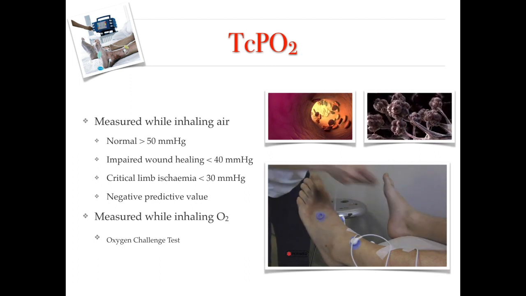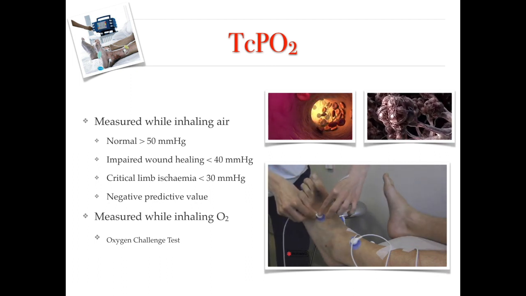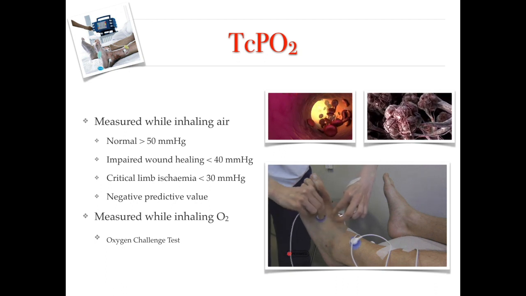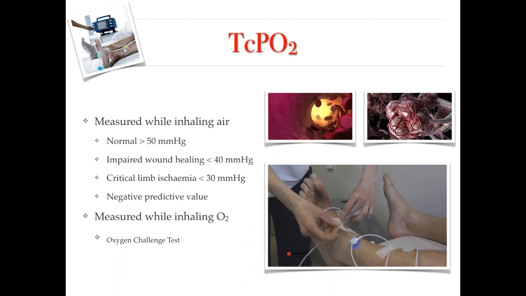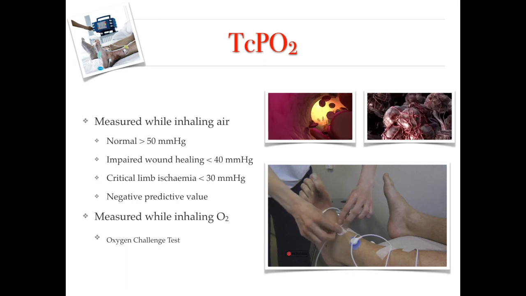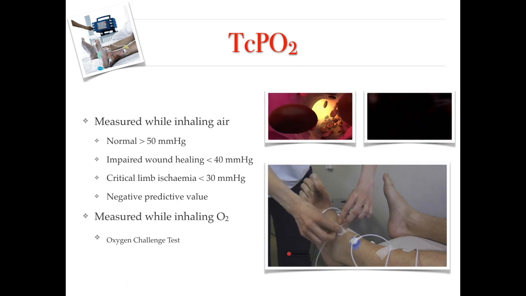TCPO2 should be measured while the patient is inhaling room air. The normal value would be in excess of 50 millimeters mercury. Impaired wound healing would be reflected by a value of less than 40 millimeters mercury. Critical limb ischemia would be indicated by a value of less than 30 millimeters mercury. This also has a negative predictive value.